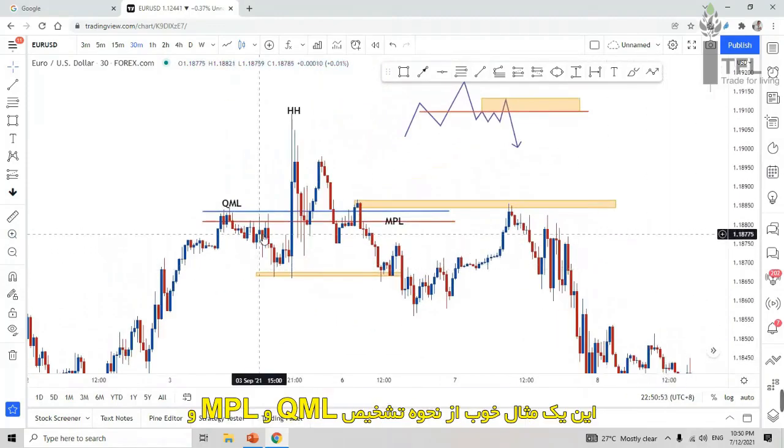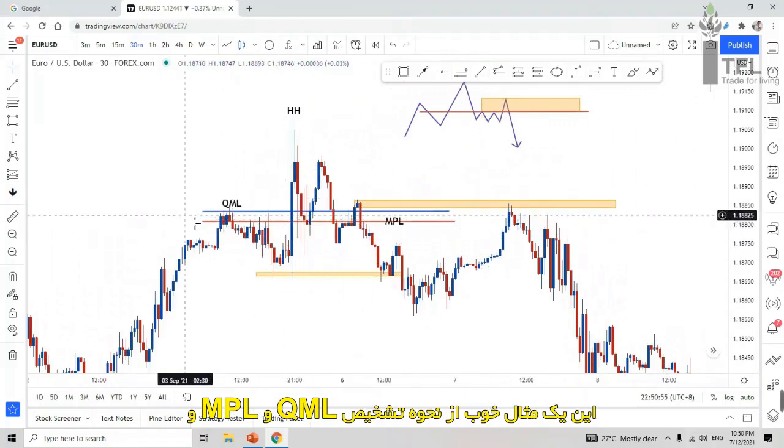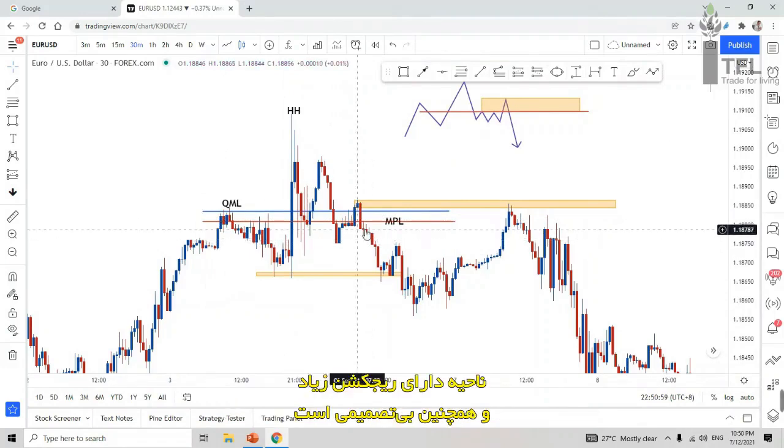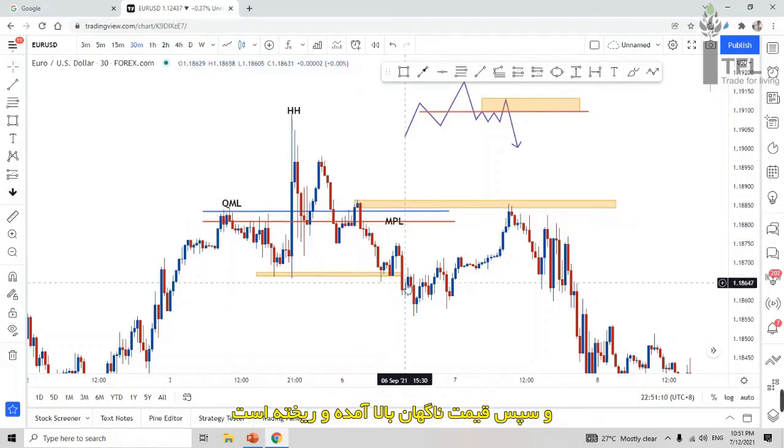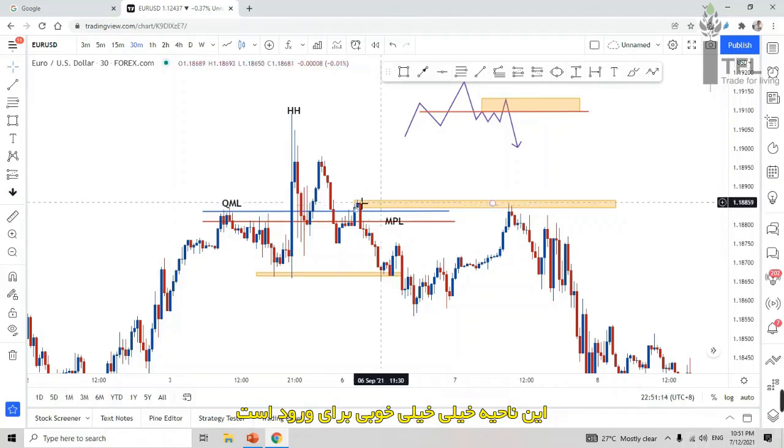Consume it. This is a very perfect example of how you should be finding your QML first, and then following up with your MPL. Then find where is the rejection, the area where it rejects a lot, and the area where there is an indecision. And suddenly the price came up before it plunged down. Right before the plunge down, this is a nice place for your entry, a very, very nice place.